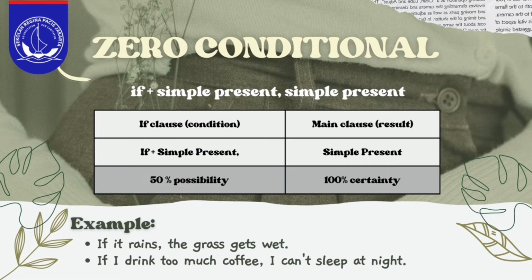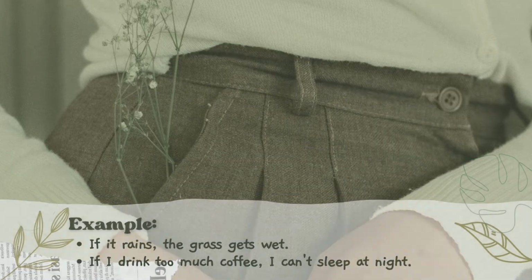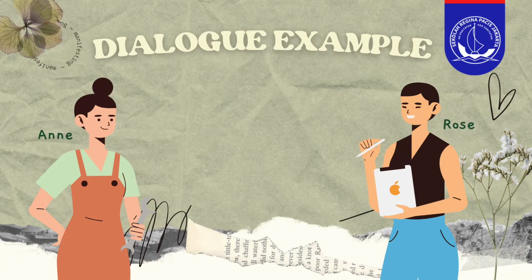In 0 conditional sentence, you can replace if with when because both express general truth. The meaning will be unchanged. Now, I will give you an example of a 0 conditional dialogue.